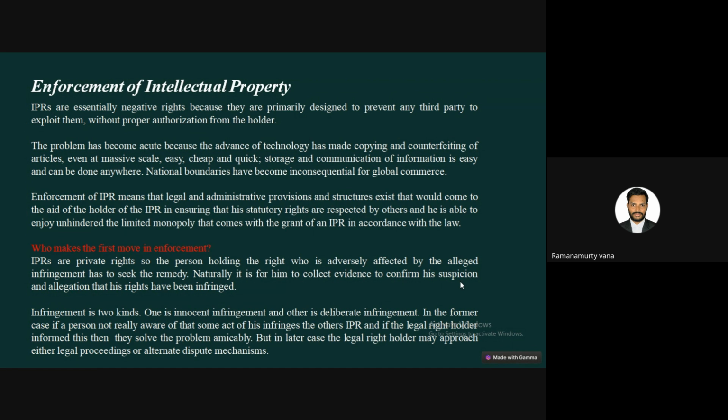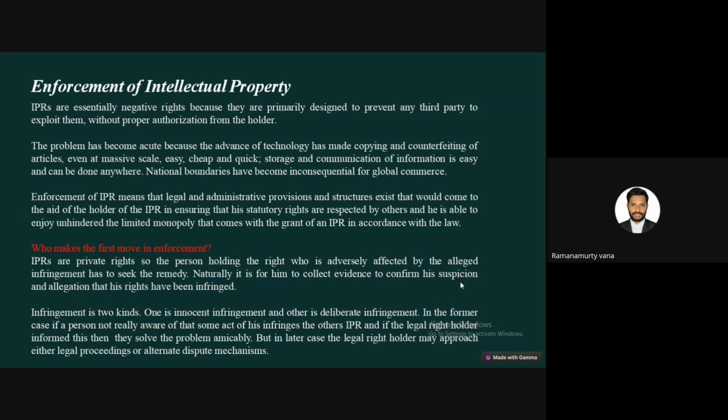So like that, rights are two types: positive rights and negative rights. Positive rights give the exclusive right, that means you can do whatever, but negative rights prohibit you from doing something. So these IPRs are essentially negative rights from the perspective of others. At the same time, these are private rights. Intellectual property rights are private rights.